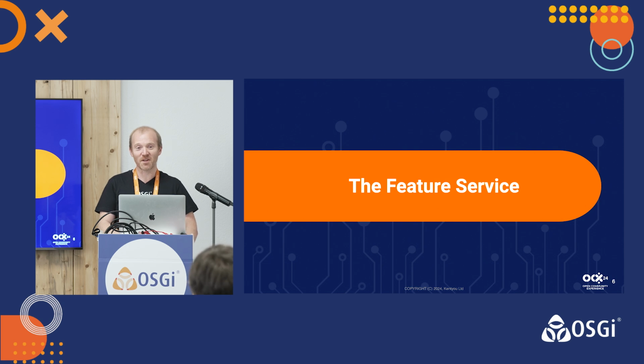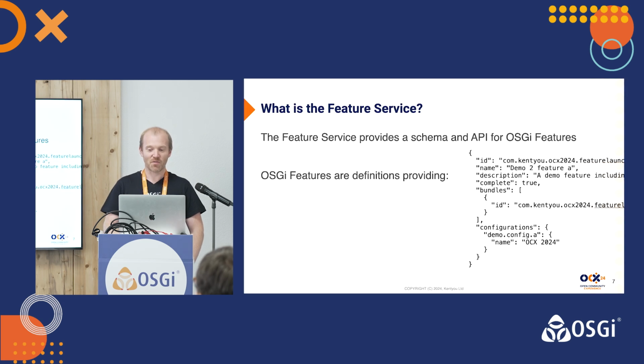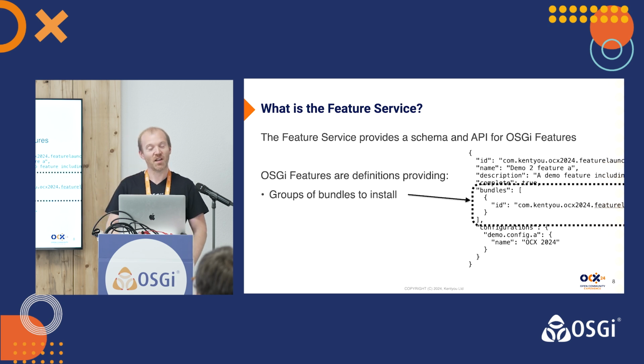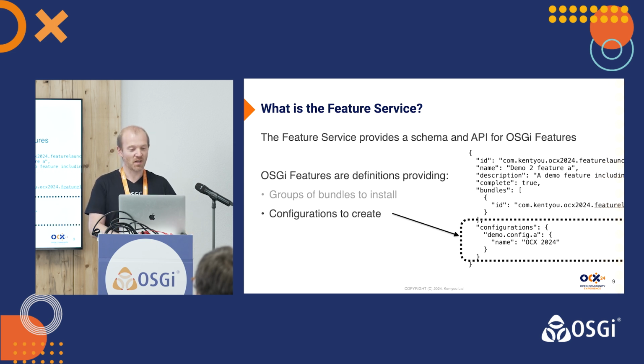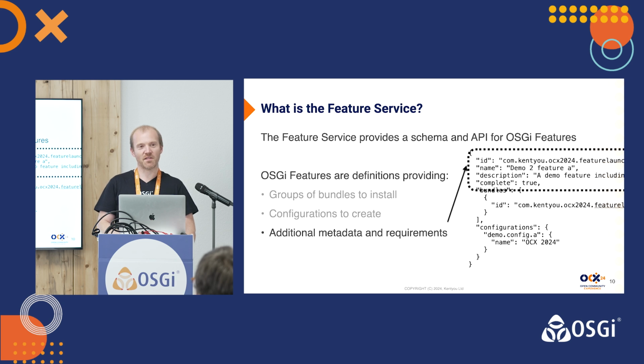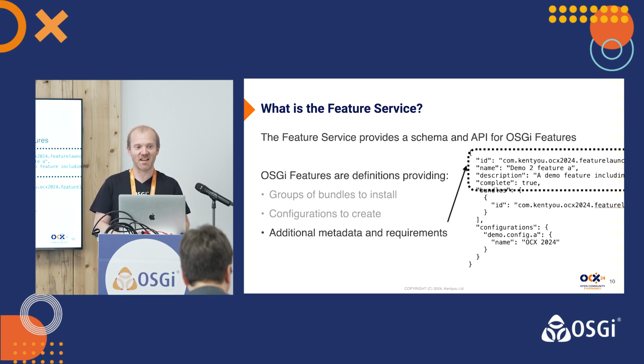So we need to start really by talking about the feature service, because when I say we launch features, we kind of need to know what features are. The feature service gives us a schema and an API for manipulating a feature, where a feature is a definition that provides groups of bundles that should be installed, some configurations that should be created in the runtime, and a bunch of other metadata. But at its heart it is a document describing a deployment, but crucially, it doesn't contain any of the deployment.